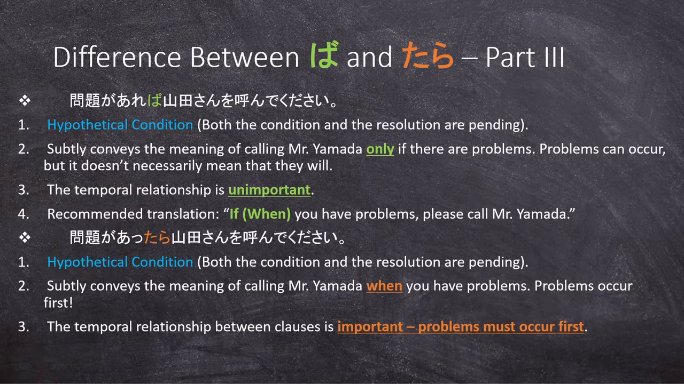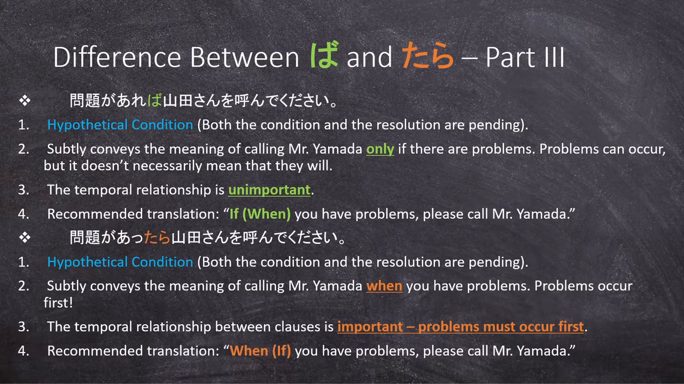So there is a certain dosage of inevitability with this sentence. You're practically saying that these problems will happen. So that is the, let's say, nuance that the listener will receive if you use tara like this. And finally, we have the recommended translation. When you have problems, please call Mr. Yamada.